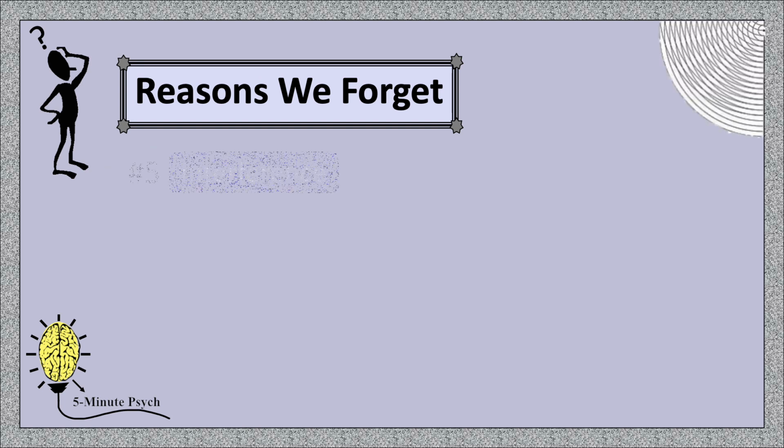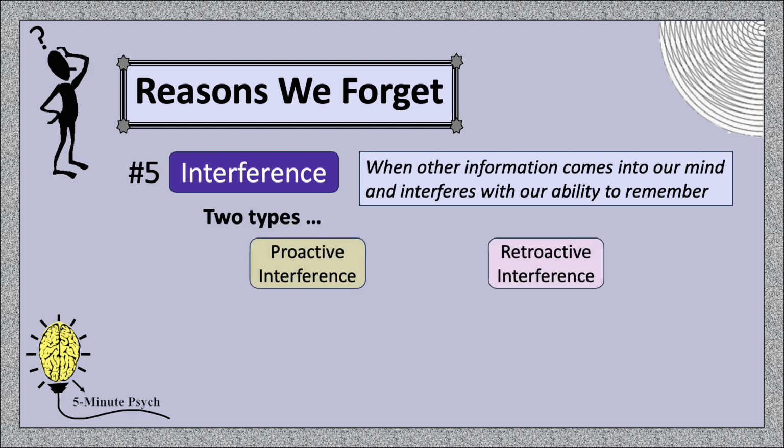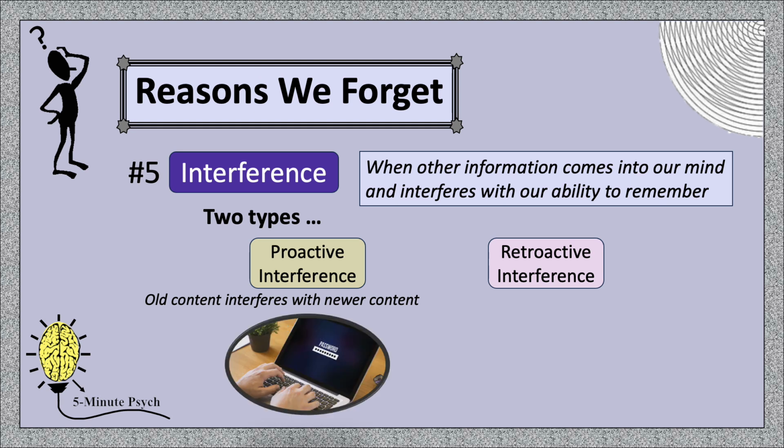Sometimes we forget because other information comes in and interferes with our ability to remember, and many psychologists today view this as a major cause of forgetting. There are 2 types of interference: proactive and retroactive. With proactive interference, content that you learned before interferes with your ability to remember newer material. For example, you keep typing your old password even though you remember your new password.